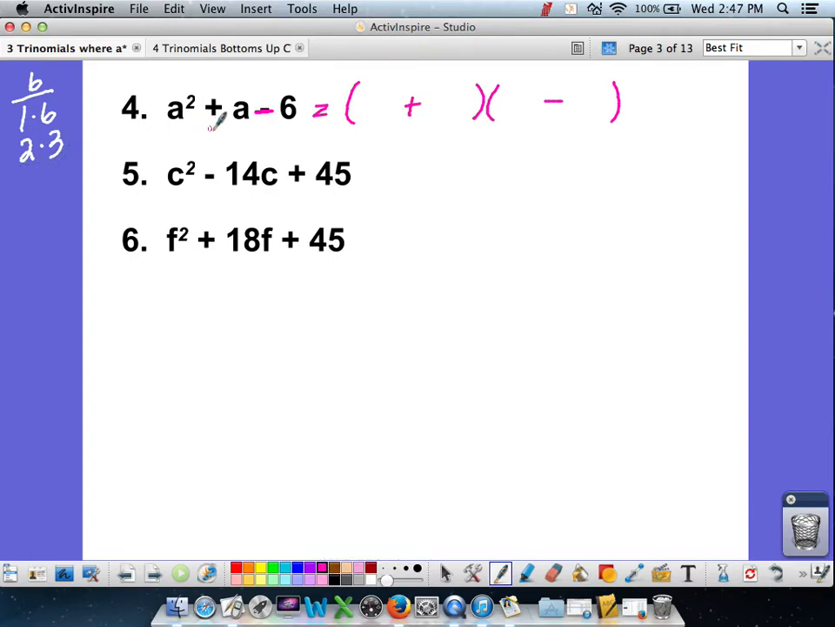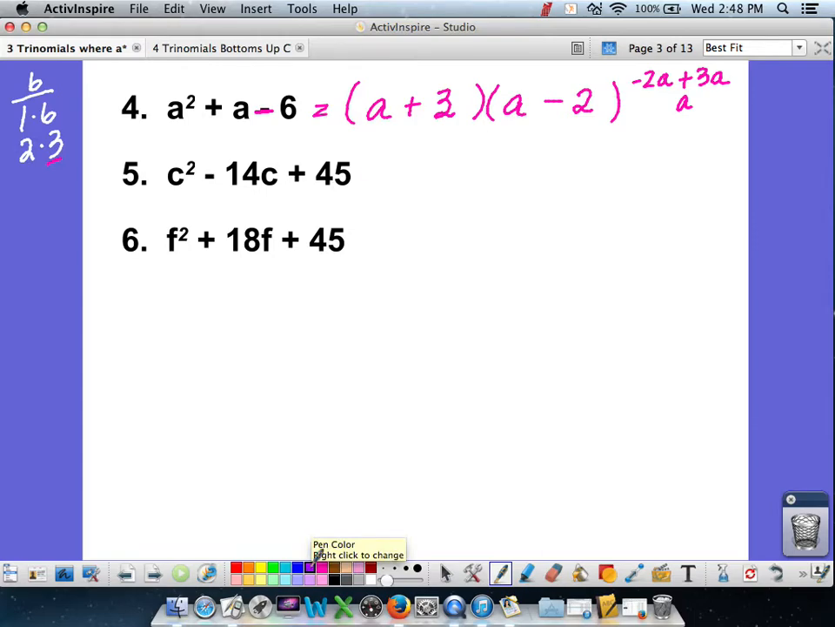But I, again, need to check because the signs are different. I need a positive 1. So right here, I'm going to choose that 3 to be positive and the 2 negative. A squared is my first term, so that is a times a. Again, I want to check that. Outer terms, that's negative 2a. Inner terms is positive 3a. Added together is a, and that's my middle term right there.